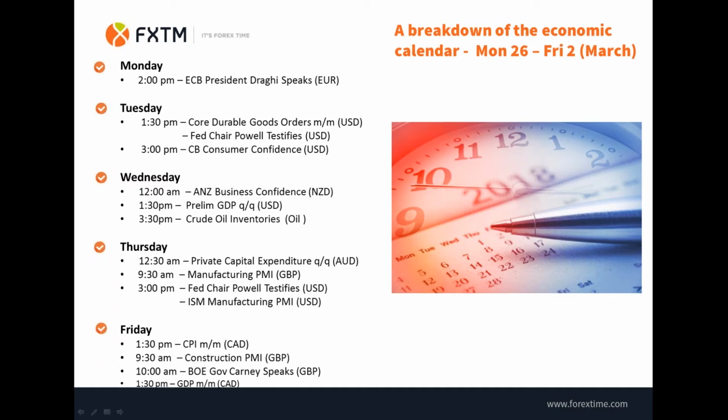On Tuesday at 1:30 p.m., we have core durable goods orders from the United States and Powell's testimony. At 3 p.m., we have CB consumer confidence. So Tuesday will be a day of dollar volatility with the main event risk, of course, Powell's testimony. Markets will be seeing if it will remain status quo following Yellen or if it will provide any surprises. On Wednesday, we have business confidence from New Zealand at 12 a.m., at 1:30 p.m. prelim GDP for the United States, and at 3:30 p.m. crude oil inventories.